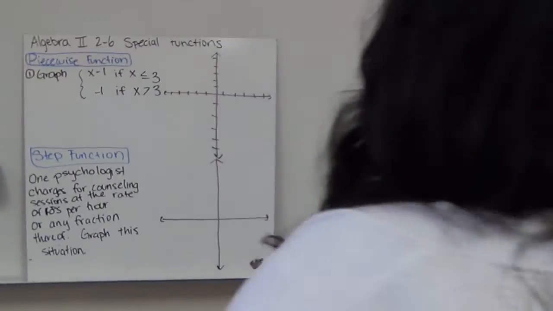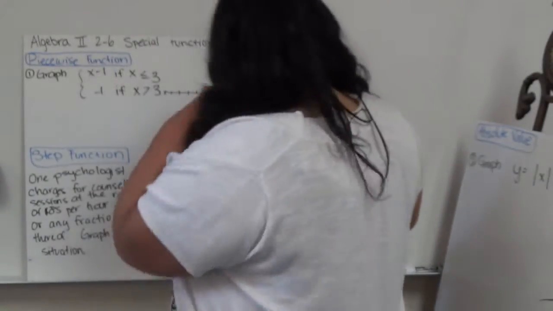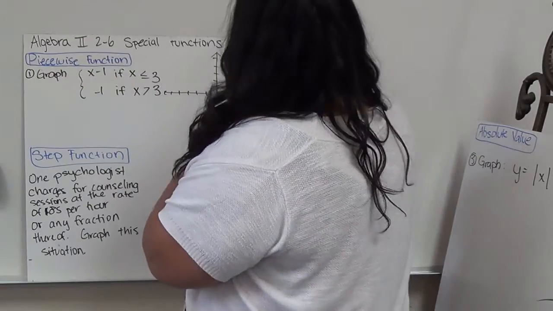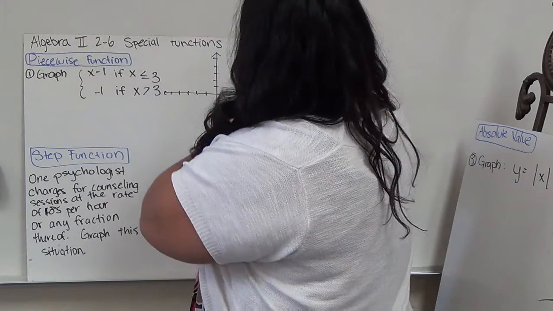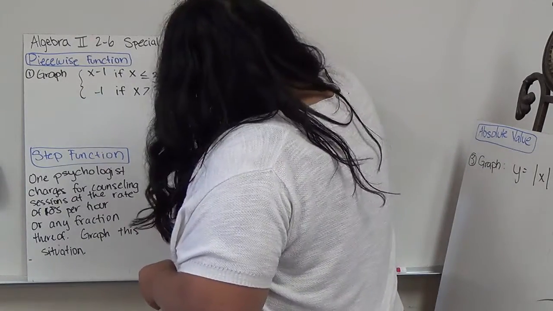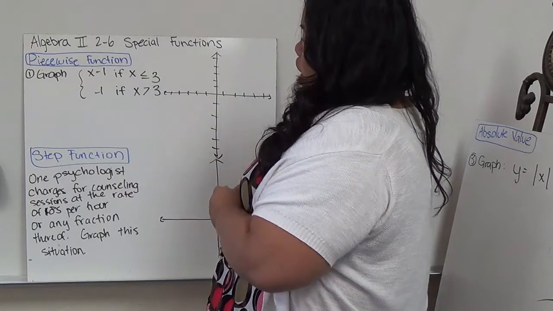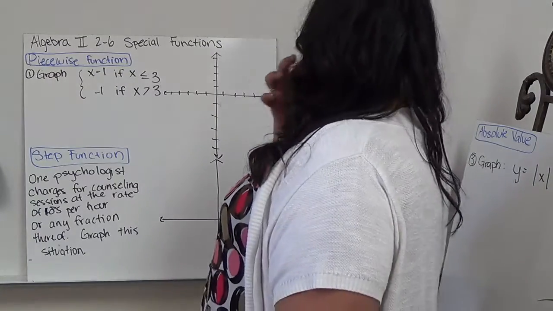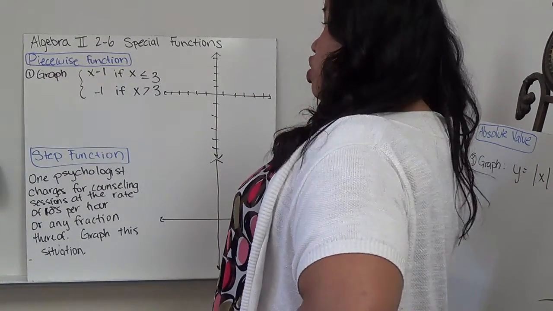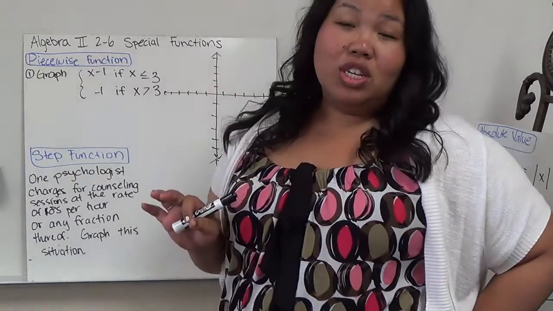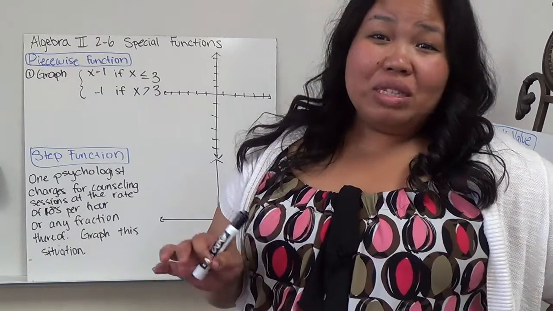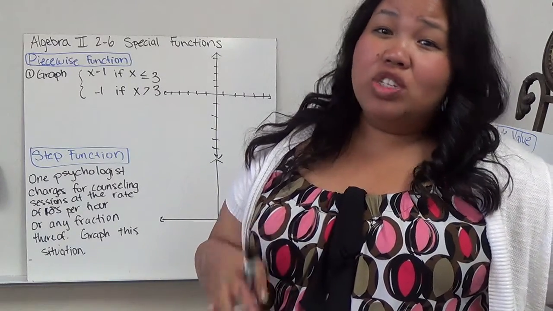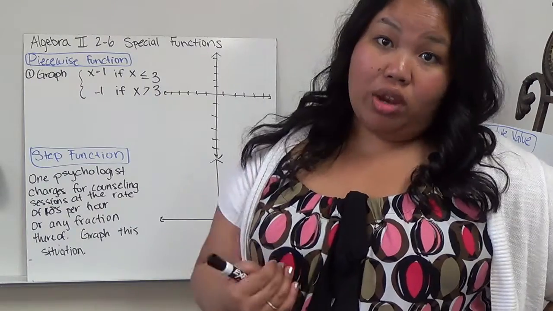In Algebra 2, Section 2.6, we're dealing with special functions. With special functions, basically, there are different types of graphs that you're going to be dealing with. An introduction: the first one is called the piecewise function. To make it simple, a piecewise function is basically two graphs in one.